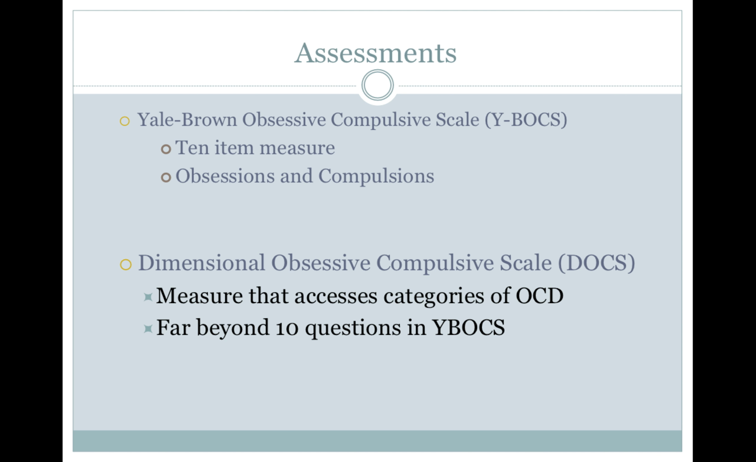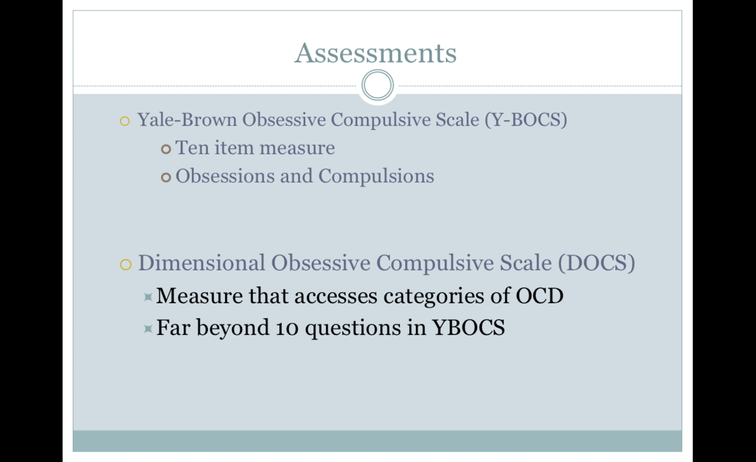There's a couple different assessments that are used when we're trying to understand and look at someone's OCD, understand the severity, which can help us best refer them to appropriate treatment. The first and the most well-known is the Yale-Brown Obsessive Compulsive Scale, also known as the Y-BOCS. The Y-BOCS is a 10-item measure which looks at both obsessions and compulsions: 5 questions about obsessions, 5 questions about compulsions. Each question has a Likert scale rating of 0 to 4, and so the total score can range from 0 to 40.